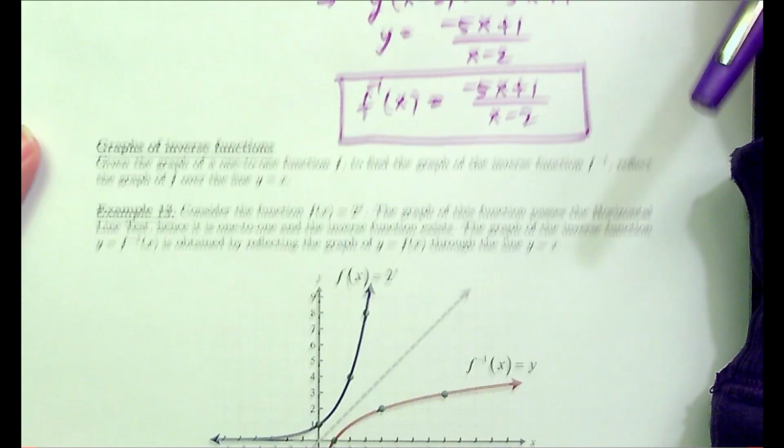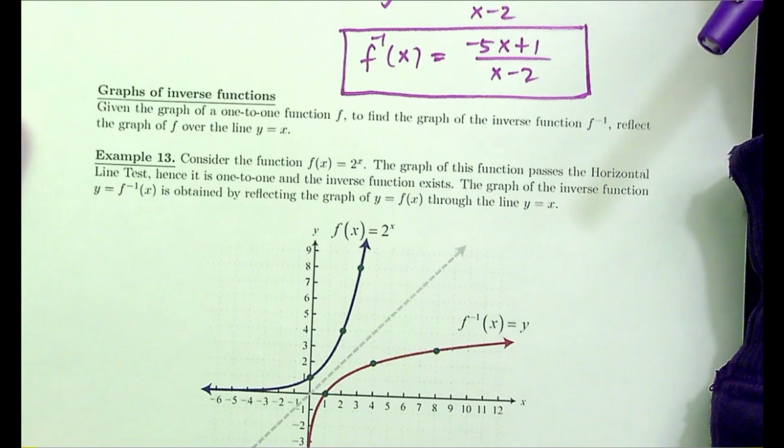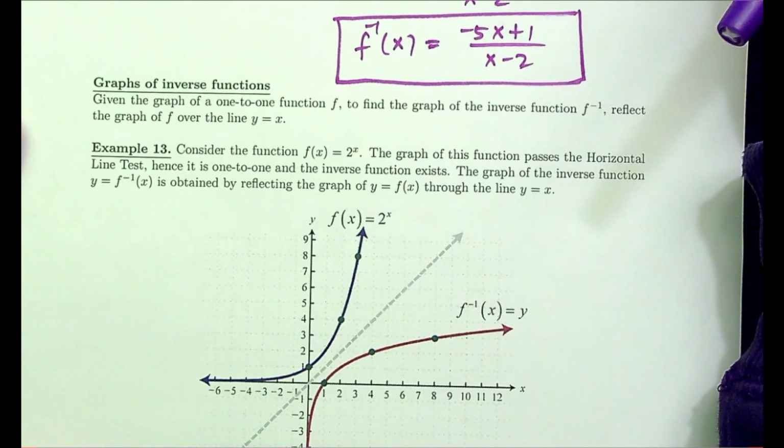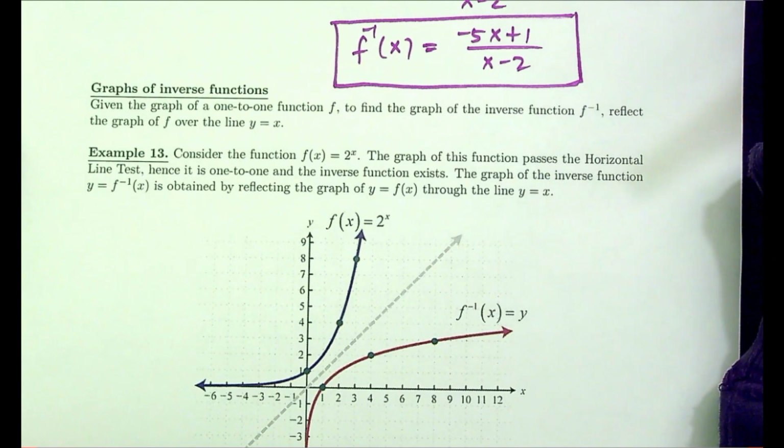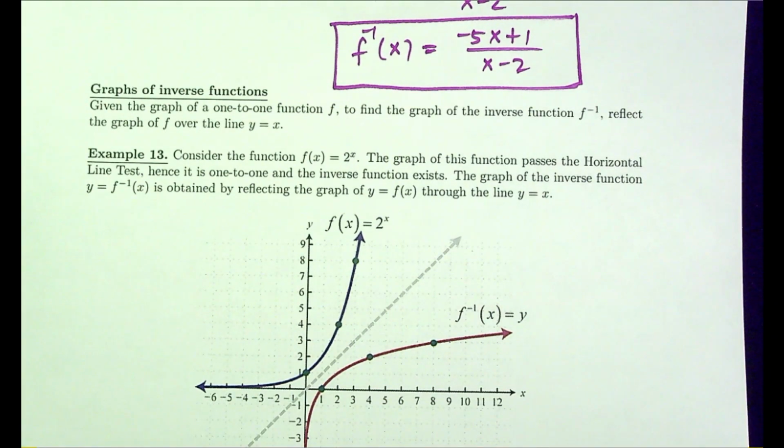The last comment for this lesson is: what do the graphs of inverse functions in general look like? Well, the graph of an inverse function is really going to be a mirror image of the graph of the original function. The graph of an inverse function is actually identical, except it is a mirror image through a specific line, namely the line y equals x.